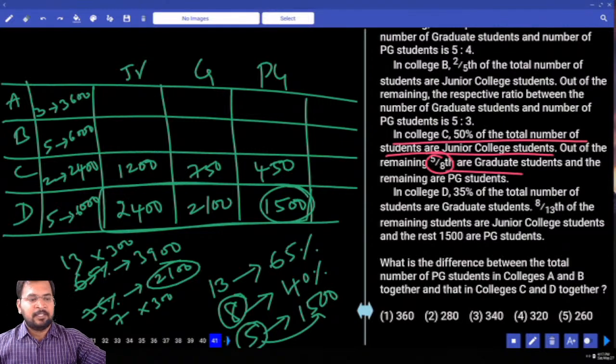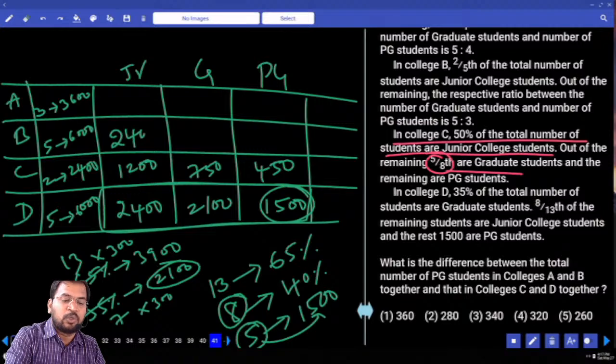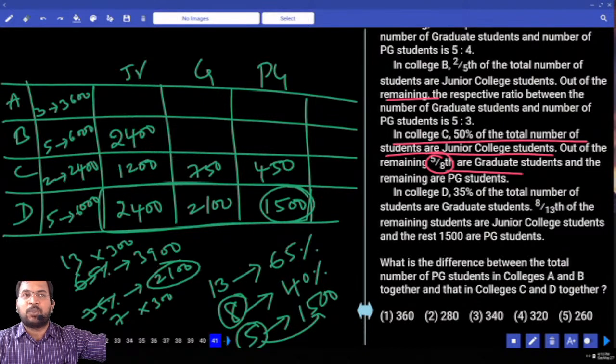Next one, College B. Two by fifth of the total number of students are junior college students. Two by fifth means 40%. 40% is nothing but 2400. Out of the remaining, if you subtract 2400, the remaining will be 3600.